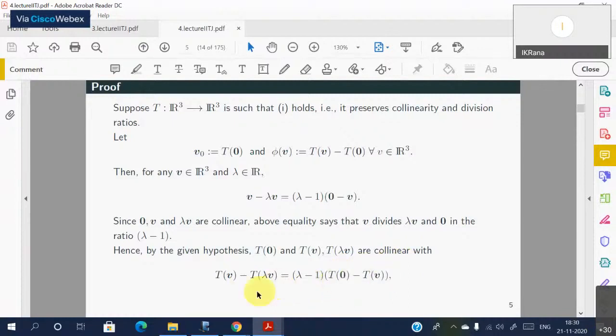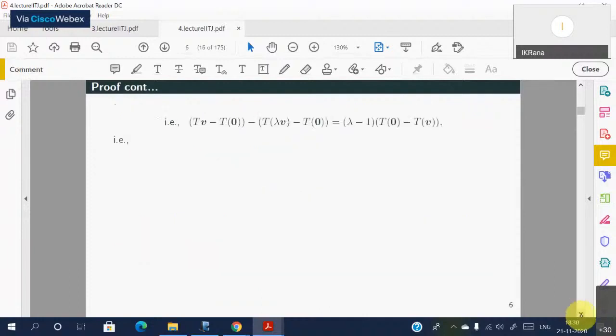So that is translated as T of V minus T of lambda V is lambda minus 1 times T of 0 minus TV. T of that should be equal to T of that. So simplifying, bring everything to the other side, and then you have TV minus T0, and that is this minus T0. So that is phi V minus phi of lambda V is equal to this, and that implies, if you simplify, phi of lambda V is equal to lambda times phi of V.